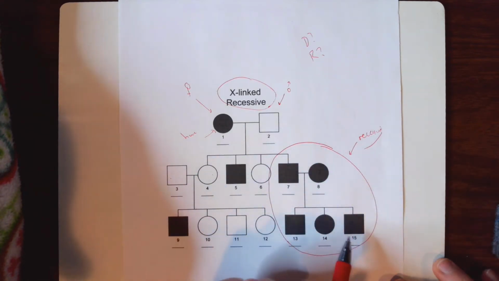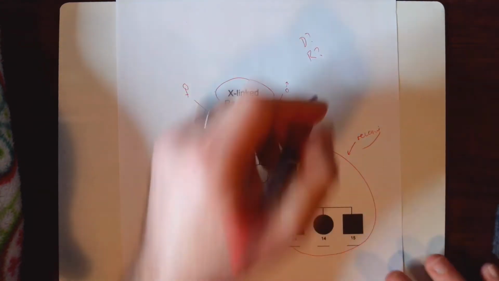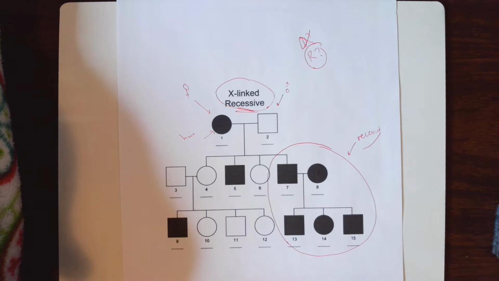But here, our clade is filled in. So that means the trait itself is recessive. That's the first thing we want to answer. We know it's recessive. It isn't dominant because of the clade. Then what we want to determine is: is it X-linked recessive or is it autosomal recessive?